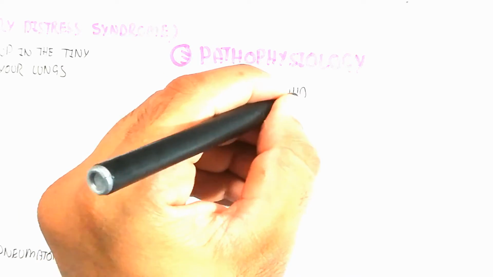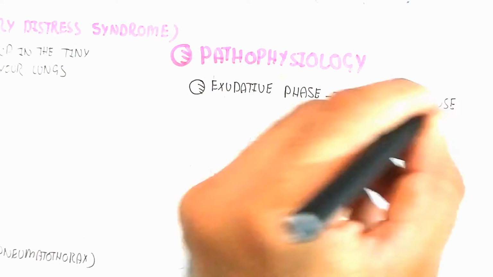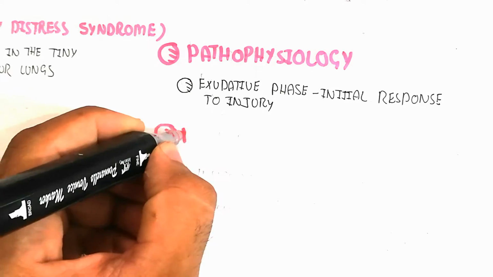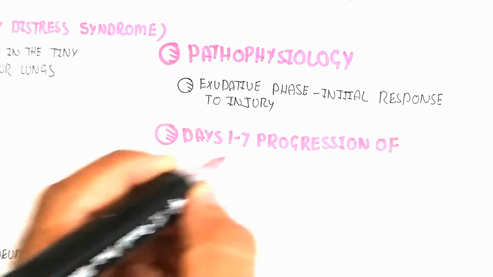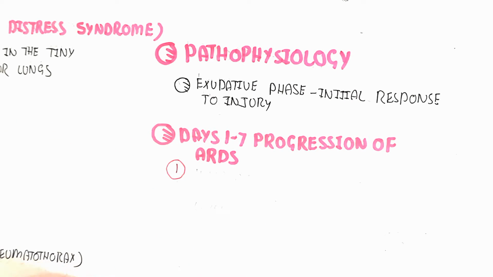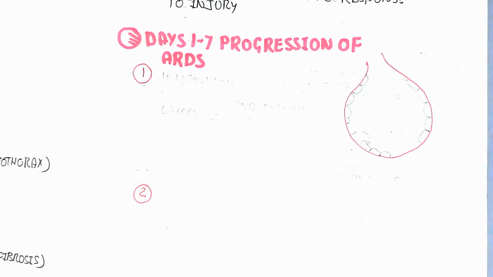Now we will discuss the pathophysiology of ARDS. The exudative phase means the initial response to injury. After this initial response, days 1 to 7 are the progression of ARDS. The inflammation damages the endothelial layer, leading to increased permeability. And when permeability increases, fluid moves into the air sac.